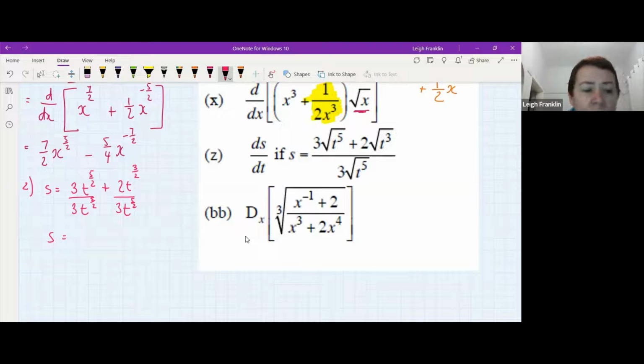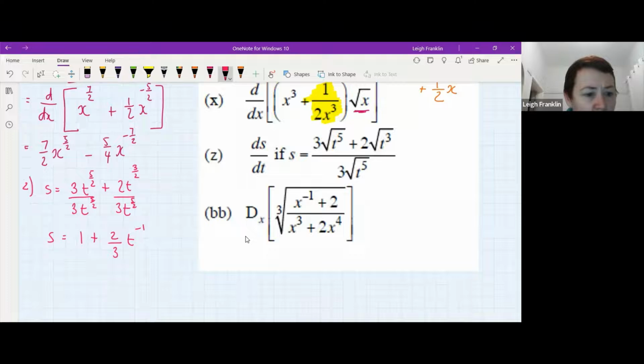So the first term of s is 3t to the power of 5 over 3t to the power of 5. We know that anything divided by itself is 1, plus, and again, I'm going to remove the coefficient, so 2 over 3. When I divide like bases, I keep my base and I subtract my exponents. So 3 over 2 minus 5 over 2 is negative 2 over 2. Okay, so that's going to leave me with negative 1. Everybody happy with that?